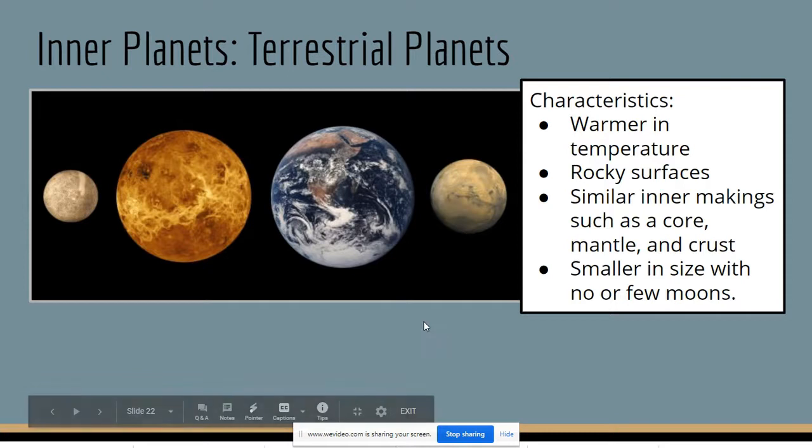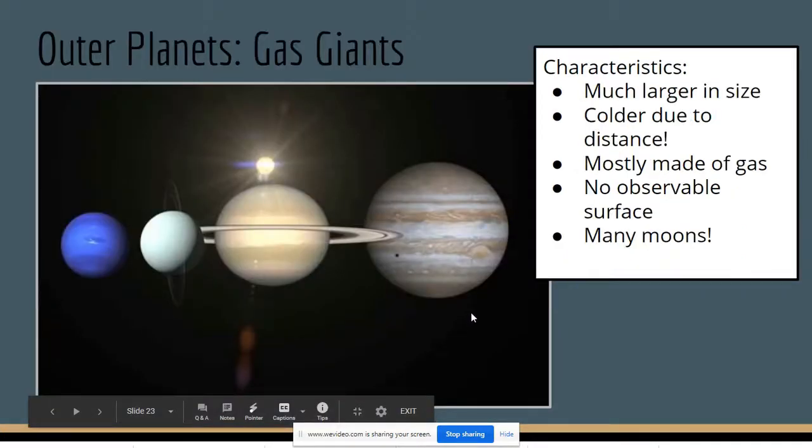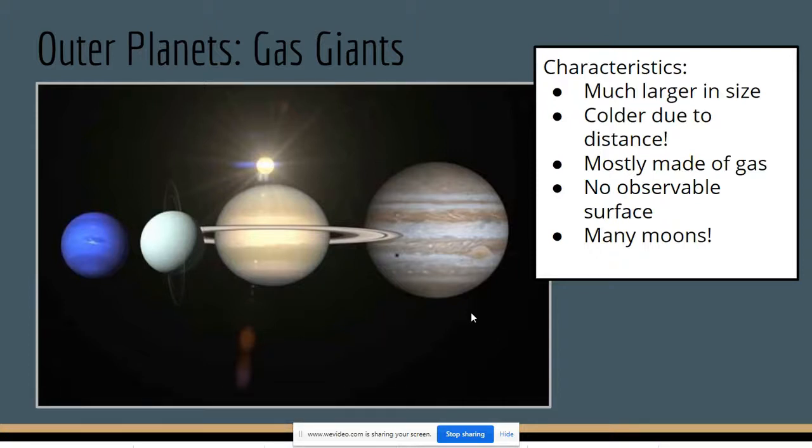And so when we start looking at the planets and you start thinking, okay, if I want to land on a planet and possibly search for life, there's a couple of choices. You have your inner planets. They're warmer. They typically have rocky surfaces and similar makings to Earth. And they're similar in size with little to no moons. But then you have the gas giants, which are much bigger. They're a lot colder because they're a lot further away from the sun. And they're mostly made of gas. So you really can't land on them. But they do have many moons.